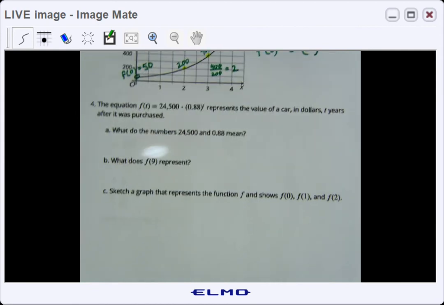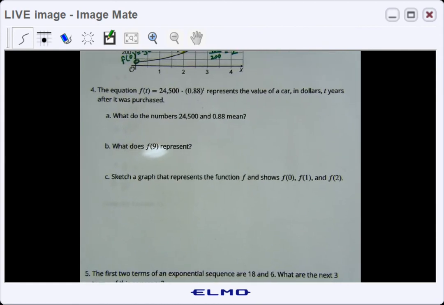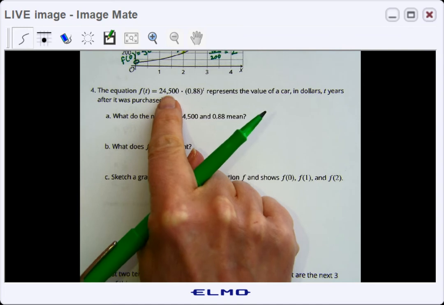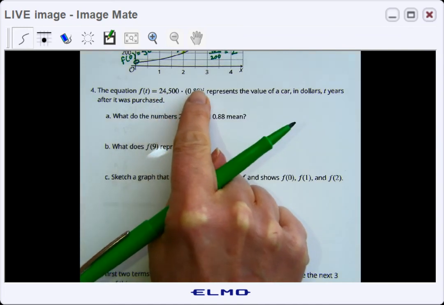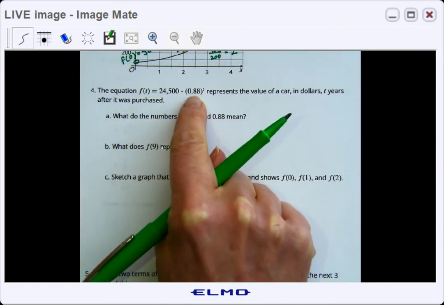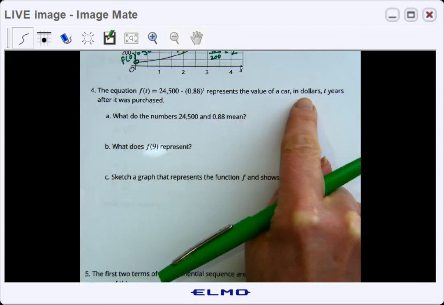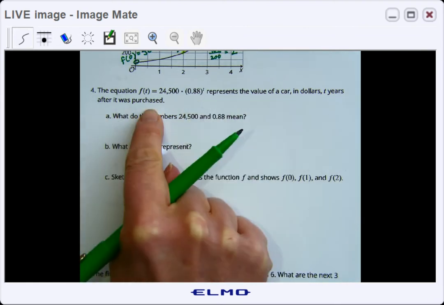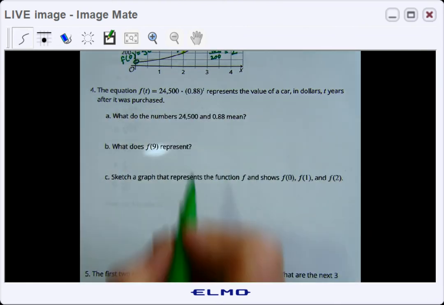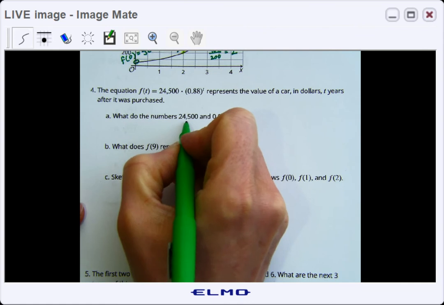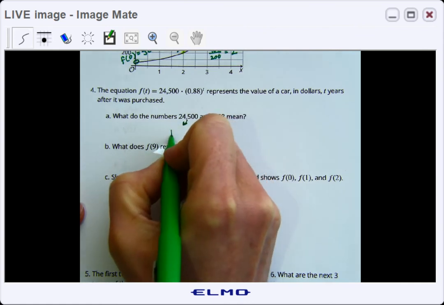All right, on number 4, the equation F of T equals 24,500 times 0.88 to the T represents the value of a car in dollars T years after it was purchased. Oh, this time it's decay. It's less than 100%. So what is the 24,500? It's going to be the purchase price.